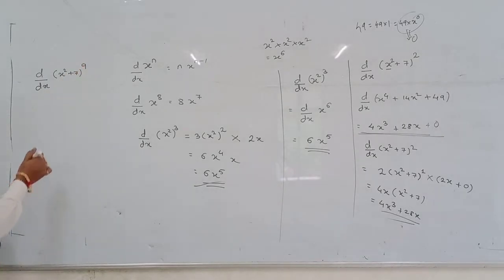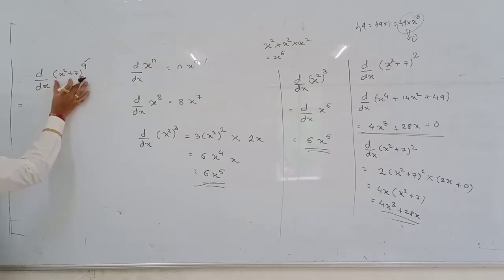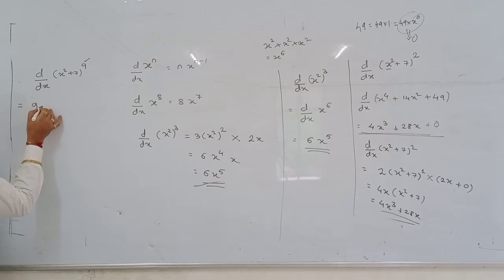Now here, directly differentiate with the chain rule. In the chain rule, first of all we'll see the power, and the power is given to something. So assume this something as x and apply the power rule. Then it will be 9 (x square plus 7) to the power 8. Take the power in the numerator and reduce the power by 1.